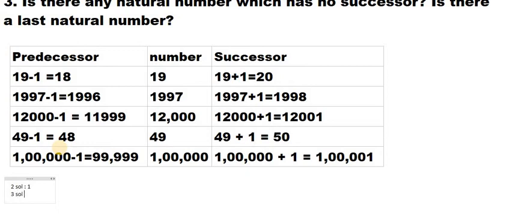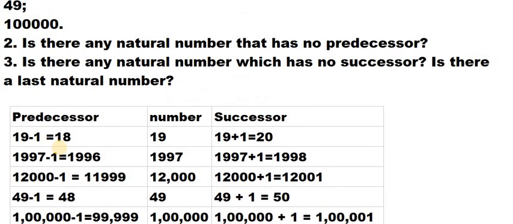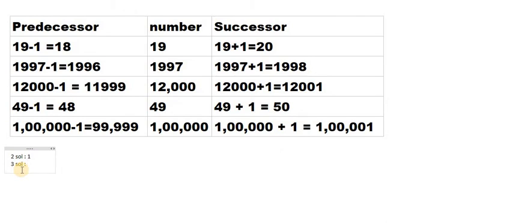And the next is the third solution. Is there any natural number which has no successor? Successor means after number. So for every natural number we have a successor. So the same thing.